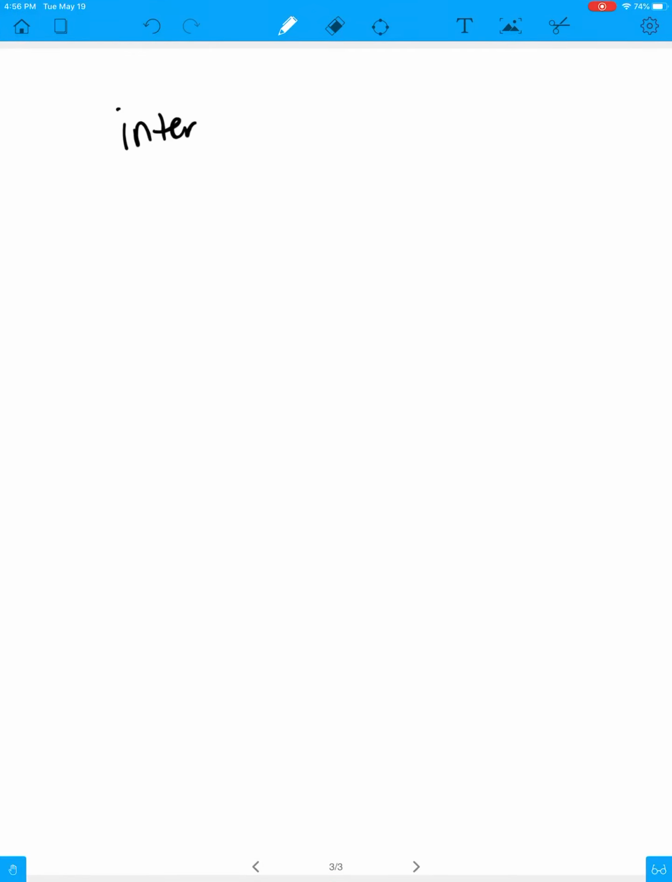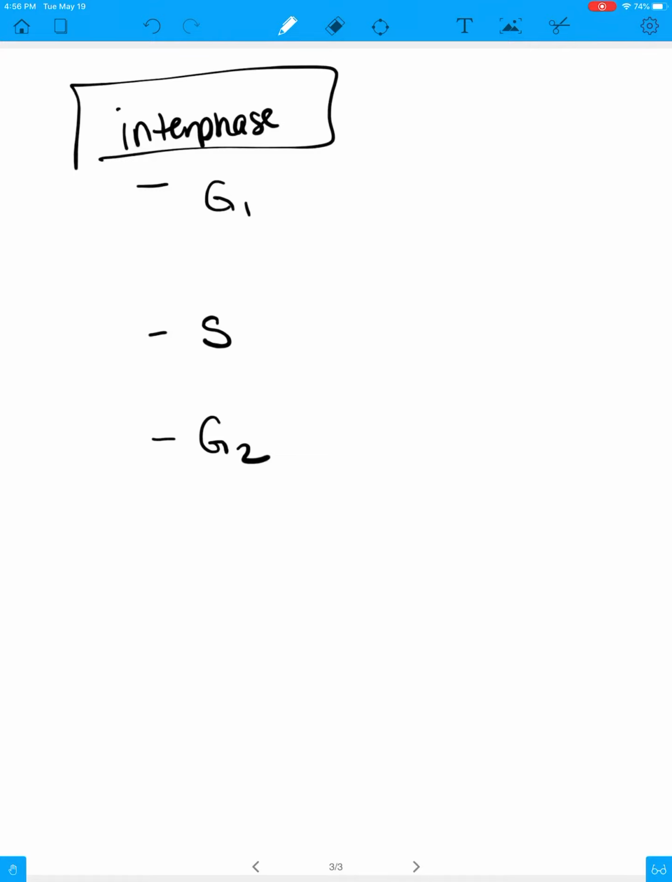And when we talk about interphase for our purposes, we're going to be talking about three subphases of interphase. And those three subphases are the G1, the S, and the G2. Okay, you can get even into more detail with higher levels of biology, but we're just going to stick with the basics here. And like I said, the cell spends most of its time in interphase.